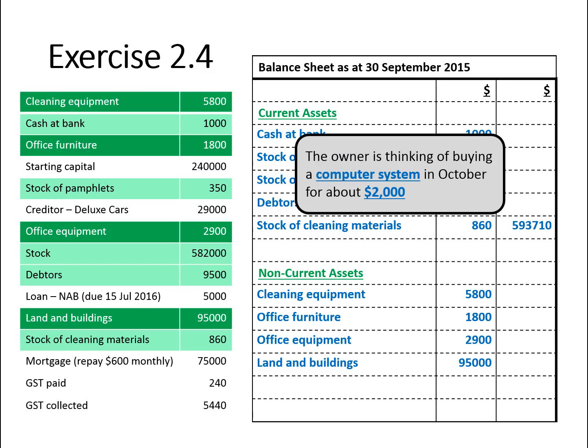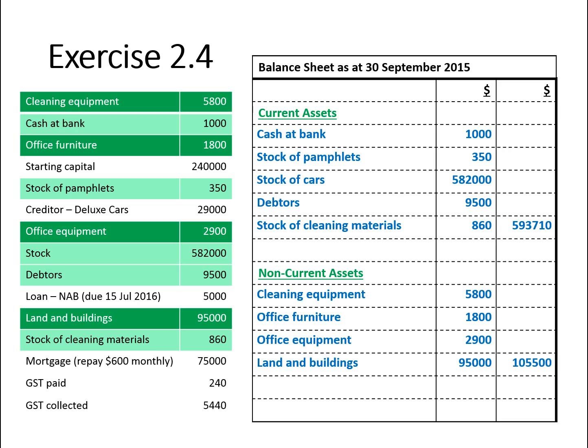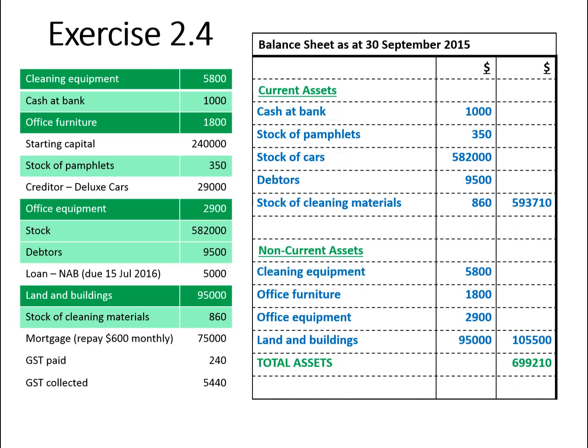We've got one last additional bit of information, which is the owner is thinking of buying a computer system in October for about $2,000. Do we put that in? No, the balance sheet's a list of things that have happened. Remember, the definition of an asset is there must be a past event or transaction. There hasn't been a transaction in this case, it's just the owner thinking about buying something, so we won't include that. We'll now total up our non-current assets and we'll total up our total assets for $699,210.